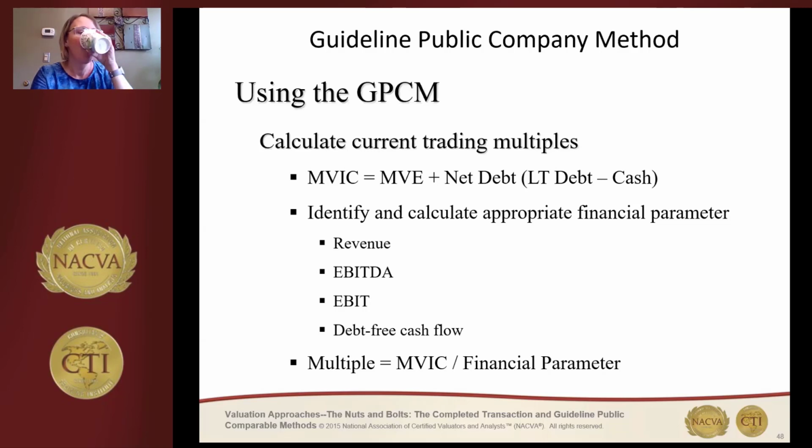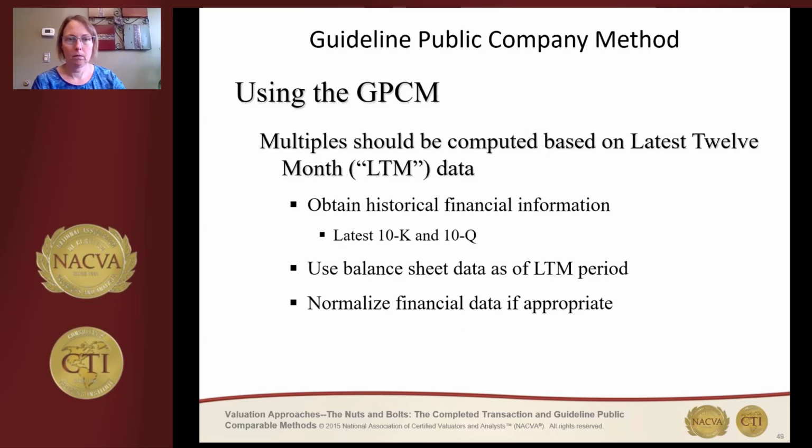So revenue, that one's obvious. Earnings before interest, taxes, depreciation, amortization, the earnings before interest and taxes, or a debt-free cash flow. And then our multiple is going to be the MVIC, market value of invested capital, over whichever financial parameter we're choosing. So revenue, EBITDA, etc. Multiples should be computed based on the last 12 months data, LTM. So it's the trailing 12 months.